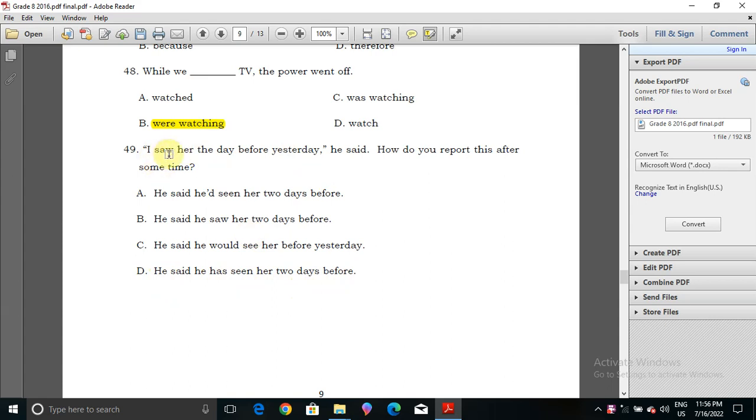Because he said he has seen her 2 days before, and he said, I saw her the day before yesterday. So that means 2 days before, and so it will be converted into seen, because here verb 2, so we will make it verb 3, right? So that means he said he has seen her 2 days before. So the correct answer for question number 49 will be choice D.